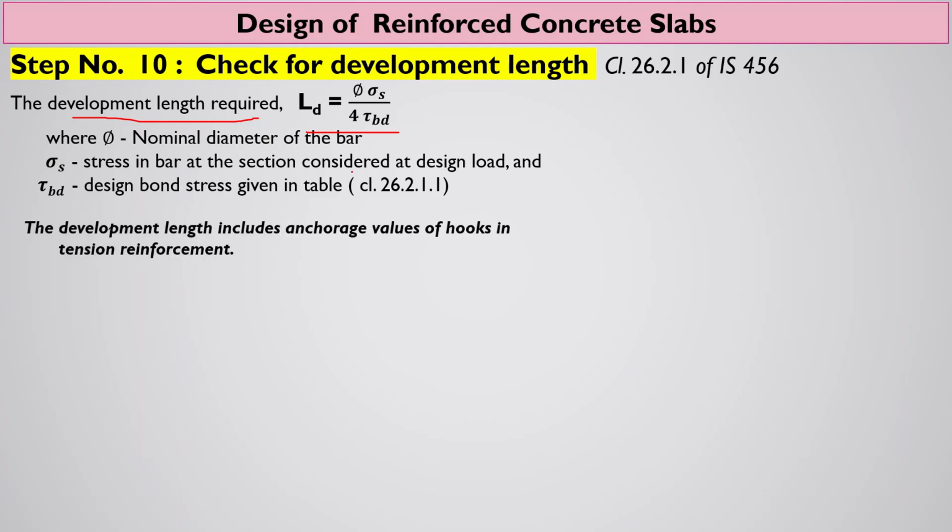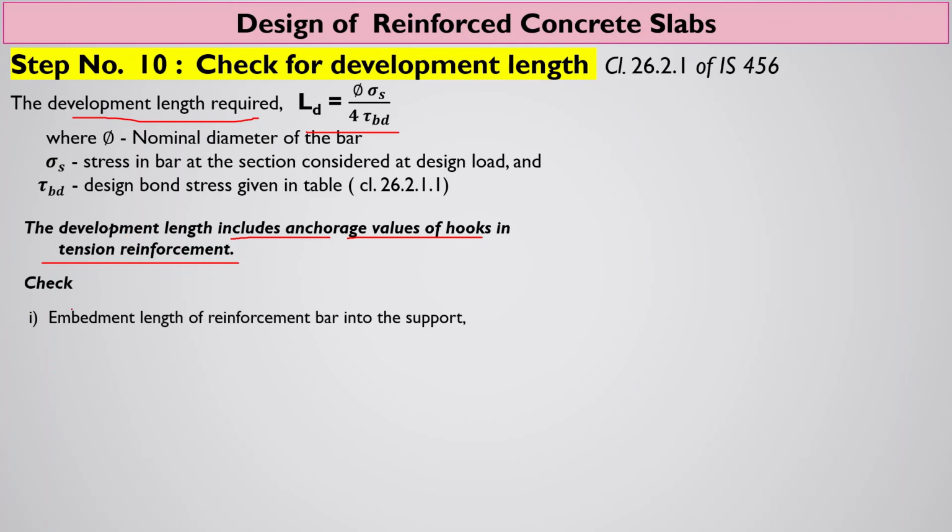Now, what is the development length? As the code suggests, it also includes the anchorage value of hooks in tension reinforcement. That means whether you are providing some hooks, that will also be considered in development length. Now, apply the check. First of all, we have to check the embedment length of the reinforcement bar into the support. How much length of the steel bar we can take into the support is known as embedment length.